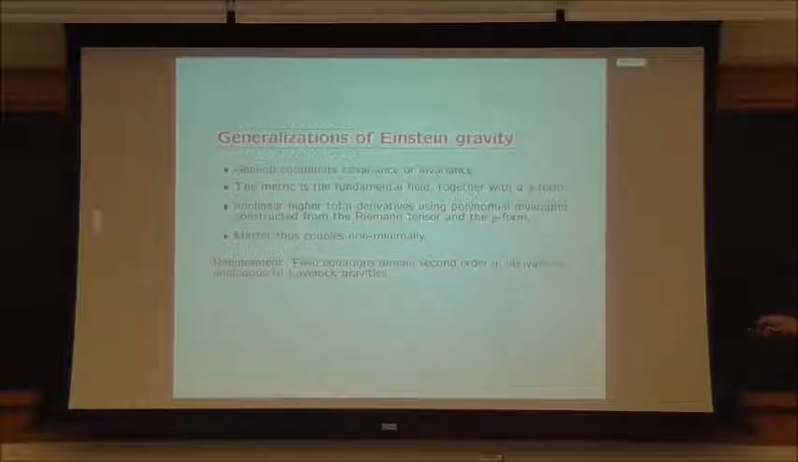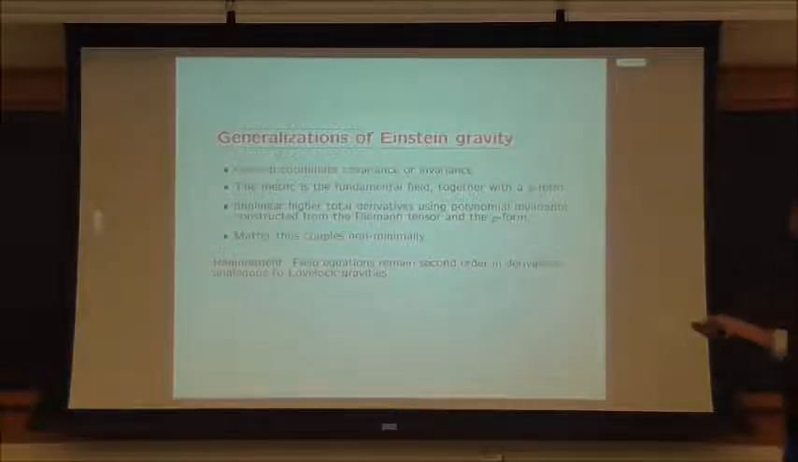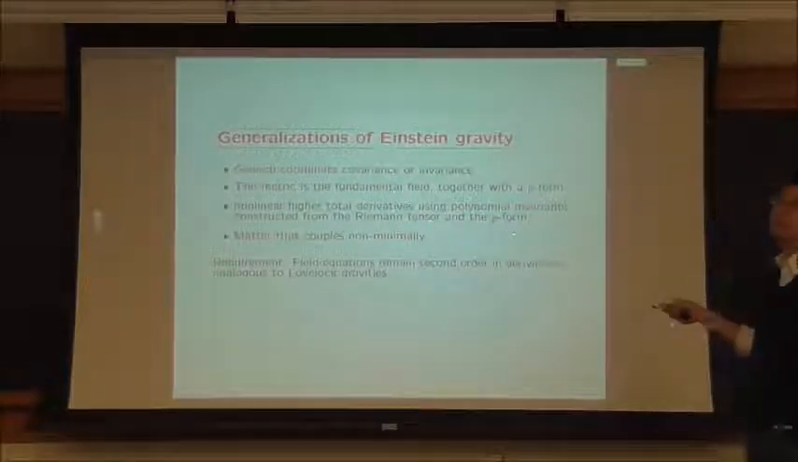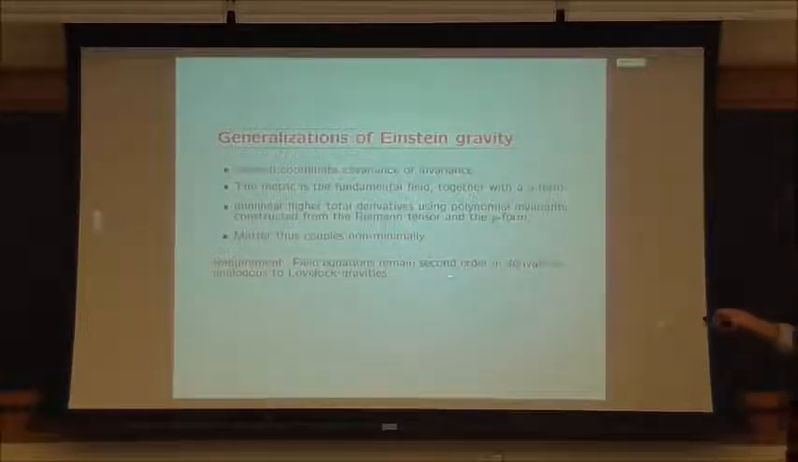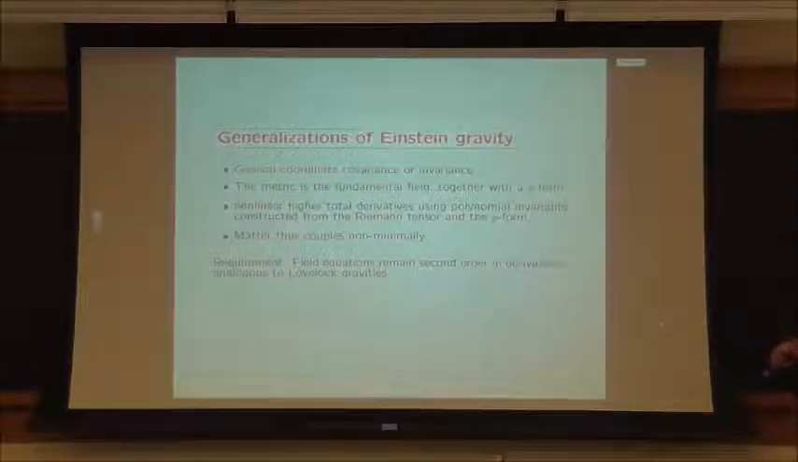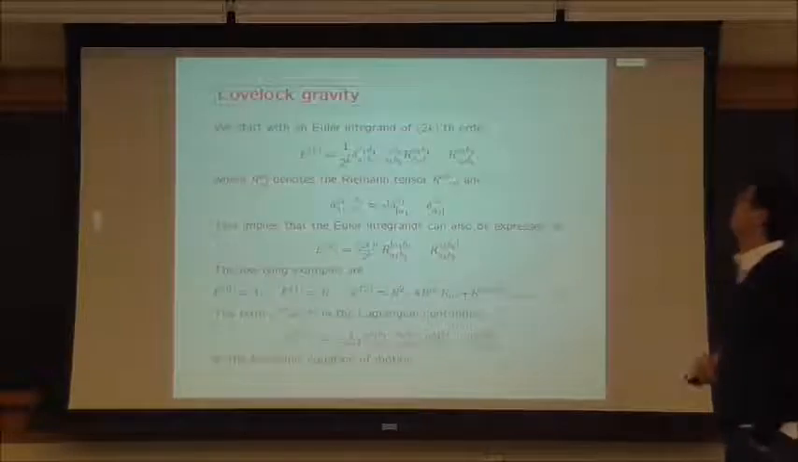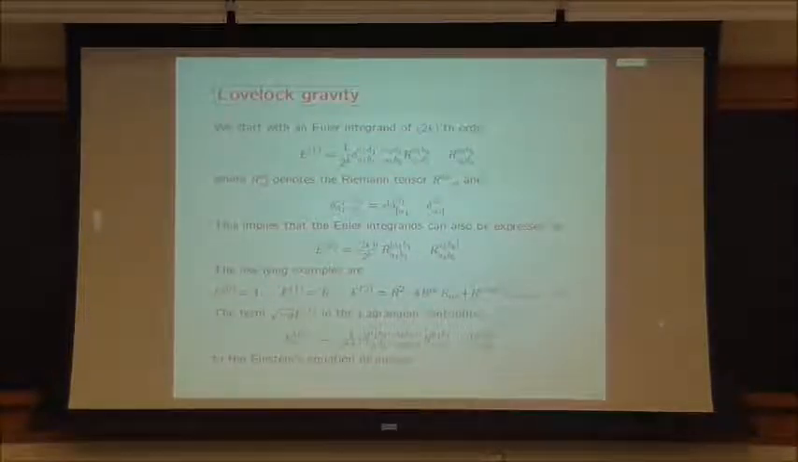And the nonlinear higher derivatives using polynomials. So we're going to construct a theory using nonlinear higher order total derivative polynomial invariants constructed from the Riemann tensor and p-form. If the p-form is not involved, then this would give rise to Lovelock gravity, and matter that couples nonlinearly. So in this picture, we have one requirement, that field equations remain second order in derivatives, analogous to Lovelock. That is basically the main idea and the requirement.